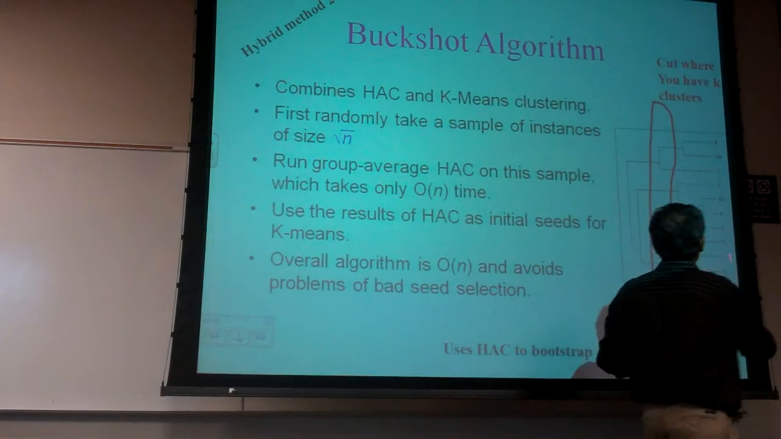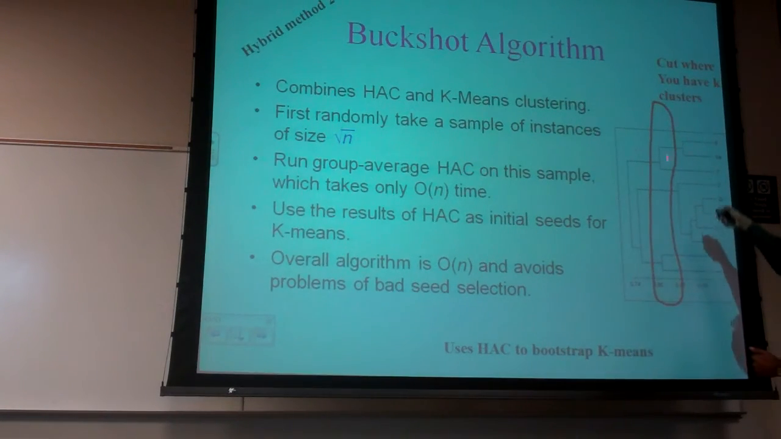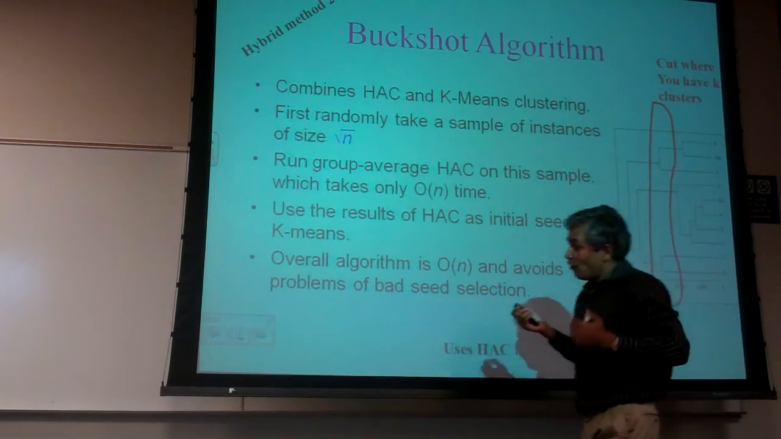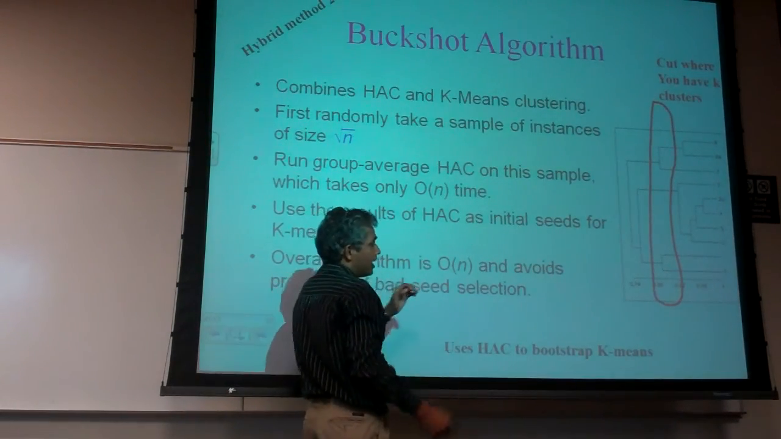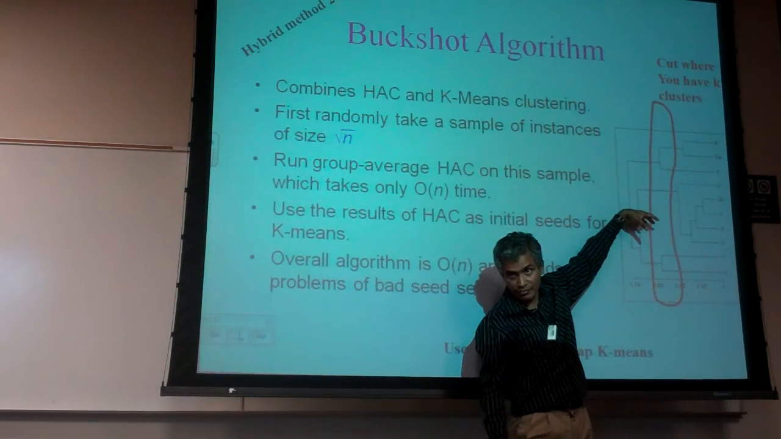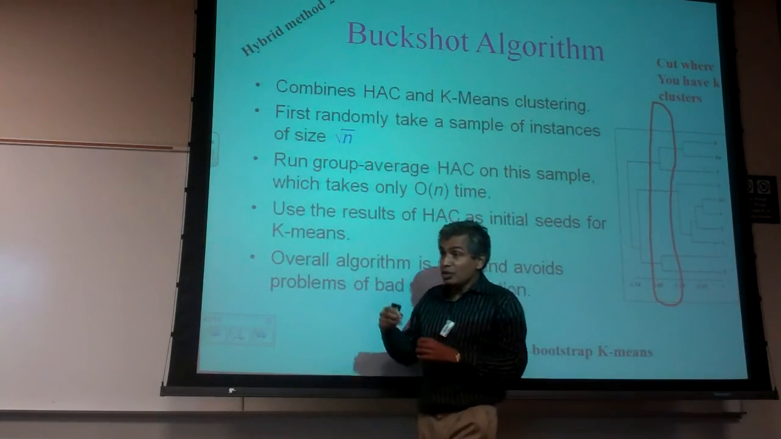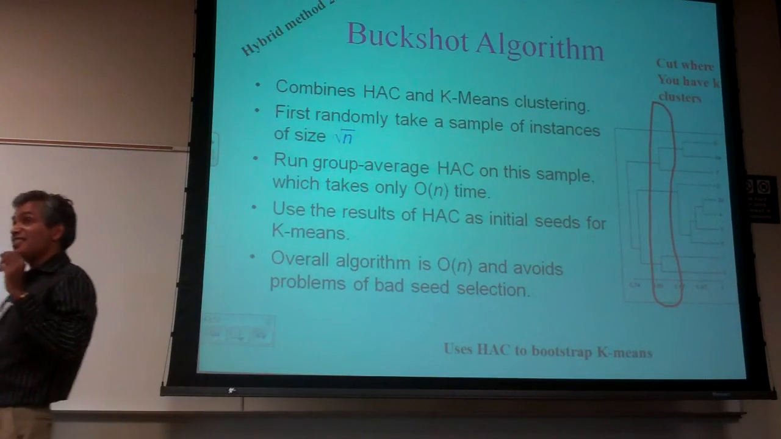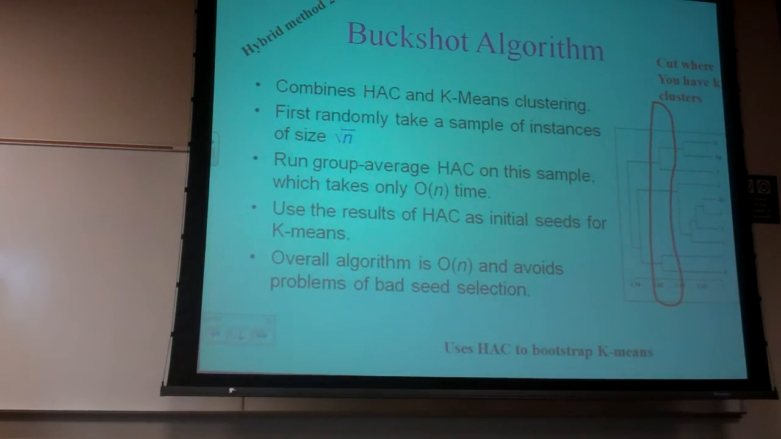Right? Because the hierarchical clustering is telling me how to split into K equal to 3, K equal to 4, etc. Okay, so one idea is to do hierarchical clustering on a small subset of the data and use that to figure out what are the best seeds for the K-means.